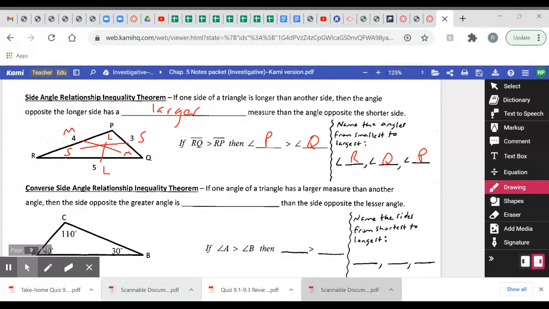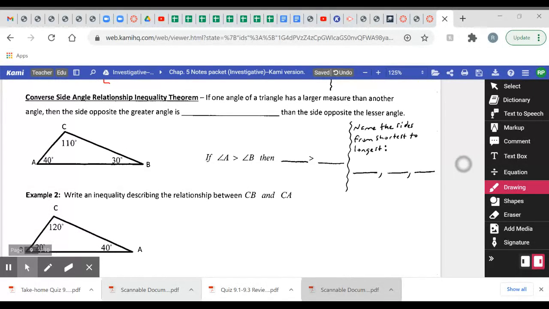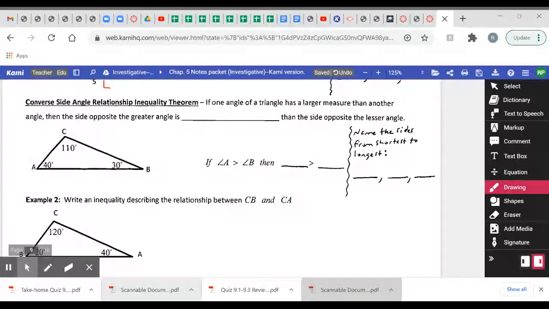All right, now the converse side angle relationship inequality theorem is really similar to what we just did. It's just the fact that now we're using the angle measurements to tell information about the sides. So it says if one angle of a triangle has a larger measure than another angle, then the side opposite the greater angle is larger than the side opposite the lesser angle.